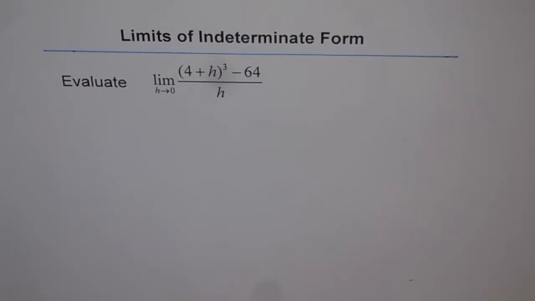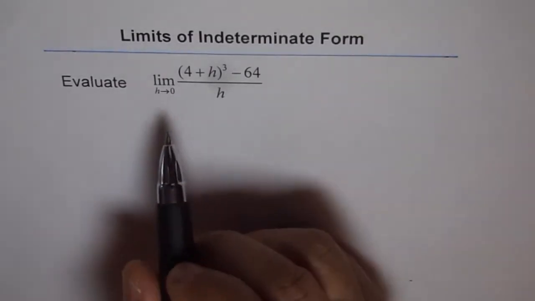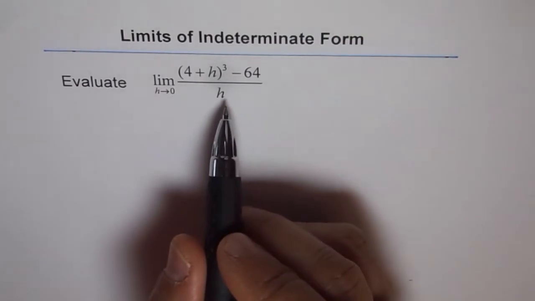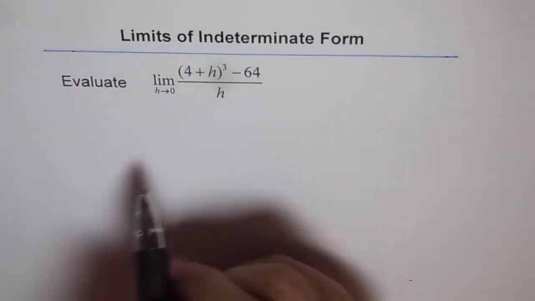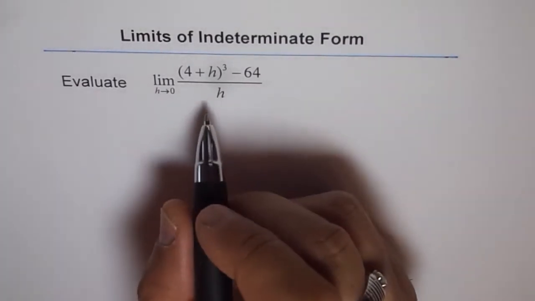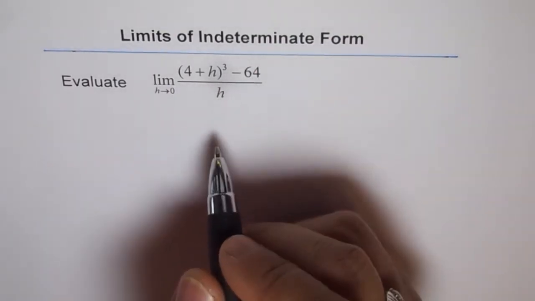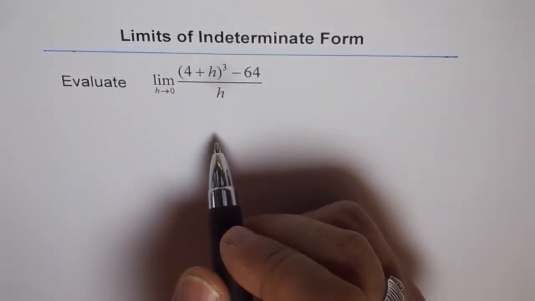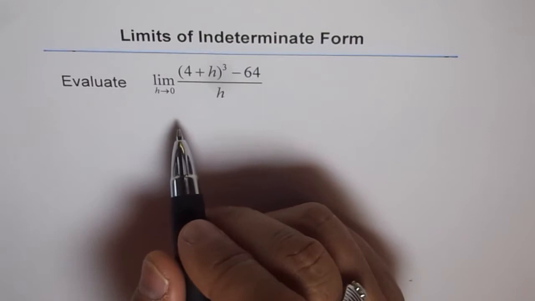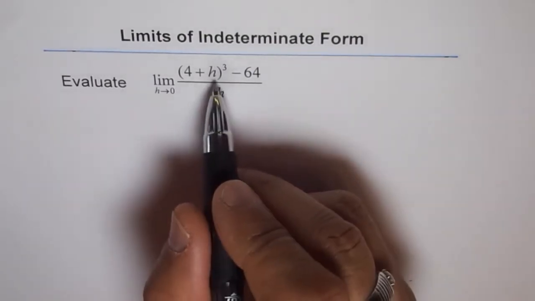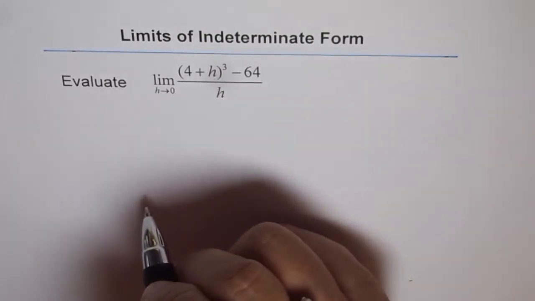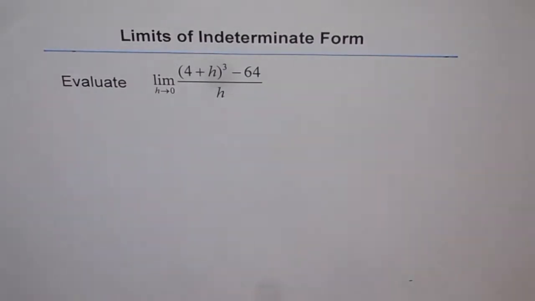That we will find by using algebraic techniques. In every question we'll have different types of techniques. For this one, for example, we could expand and simplify. First, let's see whether it is indeterminate form or not. Even otherwise, when you're trying to evaluate a limit, the first step should be to substitute the value and check your answer. If you get the answer, then that is the limit.